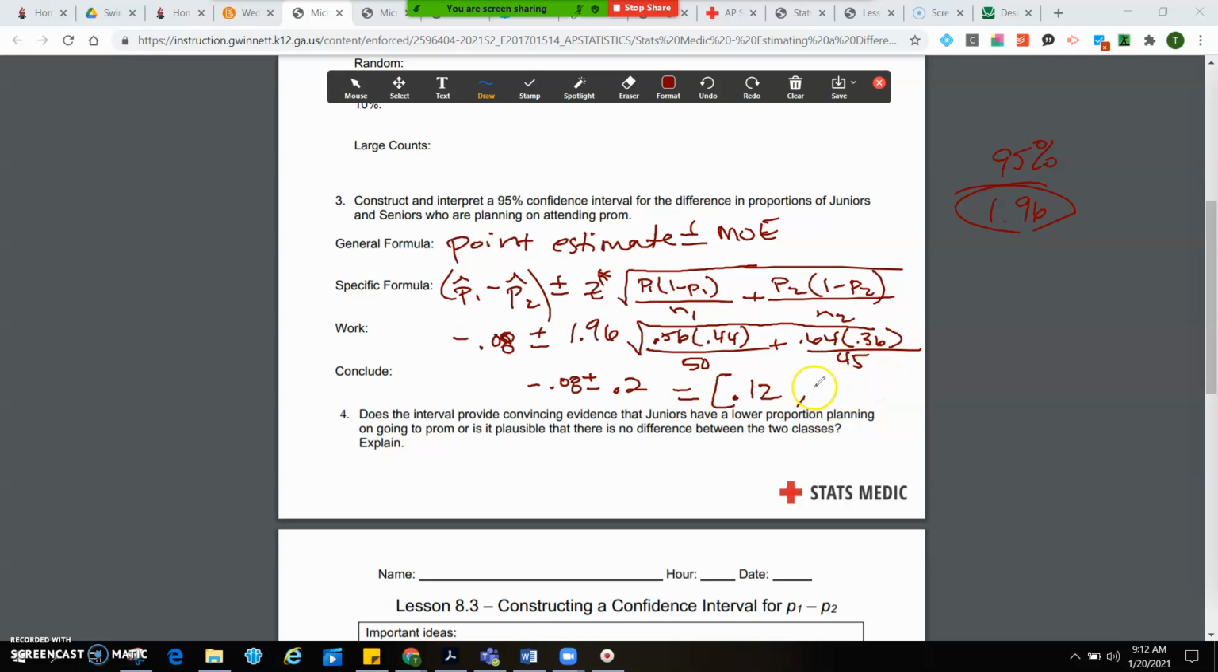And then also going to give you, sorry, I should do that probably in the correct order. So that'll give you negative 0.28 and 0.12. Okay. So does this interval provide convincing evidence that the juniors have a lower proportion planning on going to prom, or is it plausible that there's no difference between the two classes?